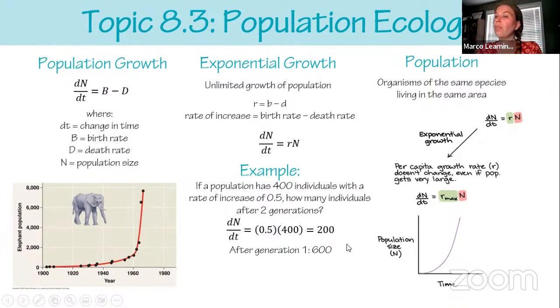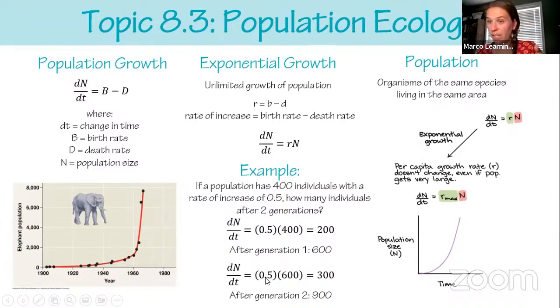Okay. So the population isn't going to increase by 200 the next time. I need to recalculate. So I'm going to say, okay, well, r times N, because my r is 0.5 still, but my N is now 600. So 0.5 times 600 gives me 300. So now I'm going to say, okay, well, the 600 that I started with plus the 300 gives me 900. And so my population would be 900 individuals after 2 generations with a growth rate of 0.5.